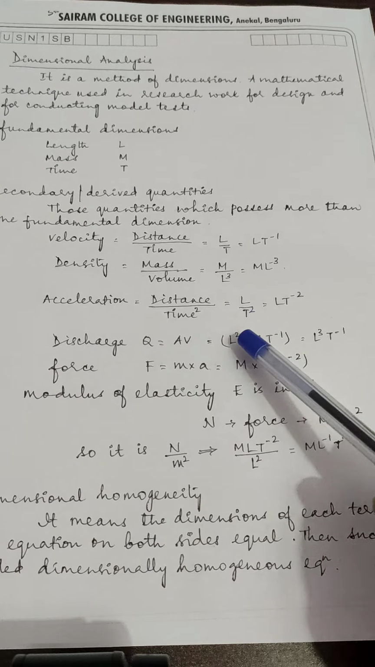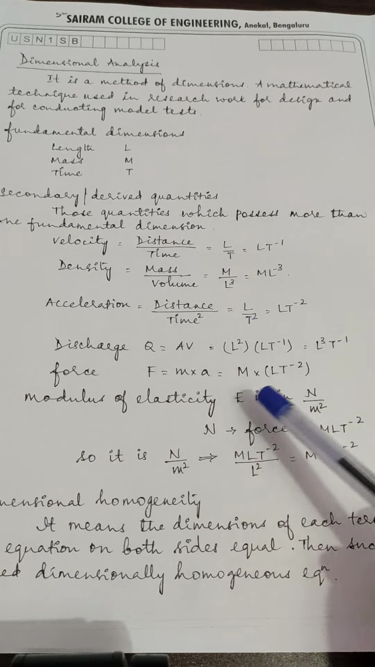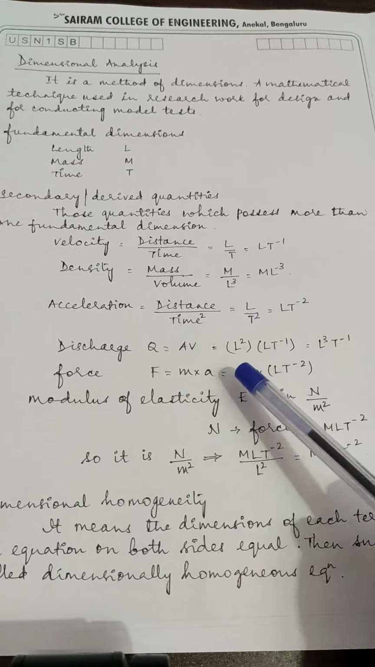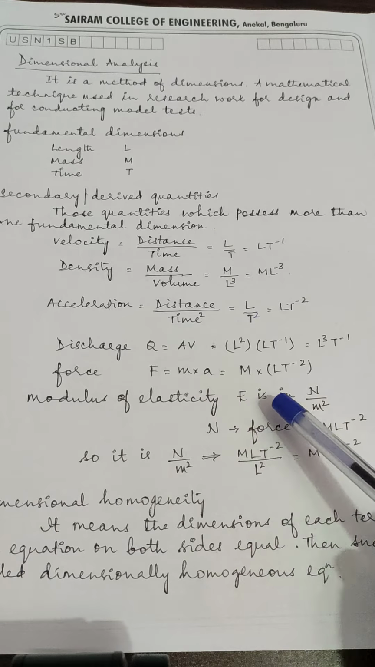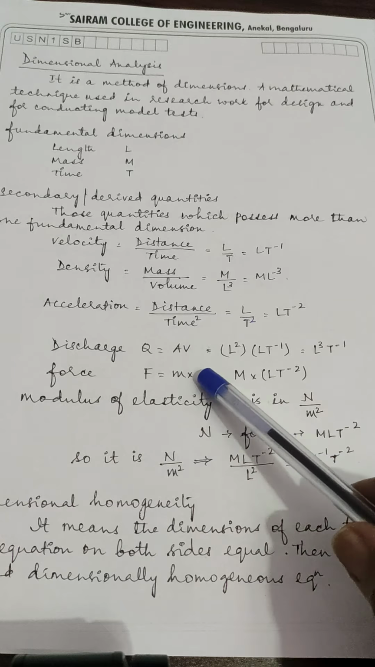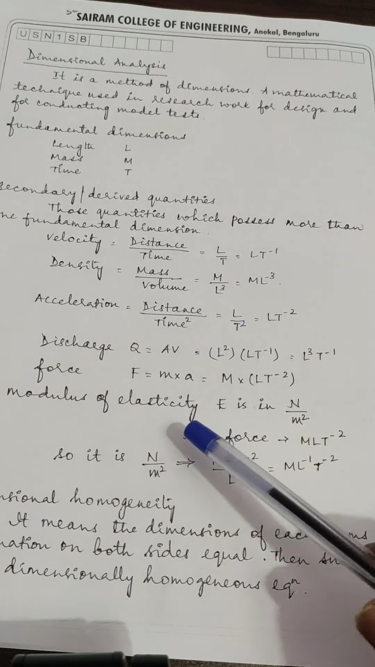Finally it can be written as L square into L, that is L cube T to the power of minus 1. Force, F is equal to M into A, mass into acceleration. Mass is capital M, into acceleration, that is L T to the power of minus 2.